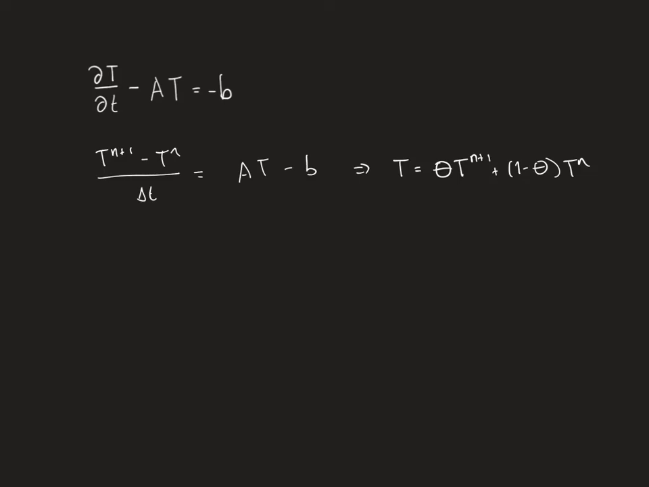This method, when theta is equal to 0.5, is called Crank-Nicolson, and is pretty popular. So you can continue. I will stop here, so you can do exactly the same thing we did before to derive the corresponding theta scheme. This is part of the exercise, that's why I will stop here.